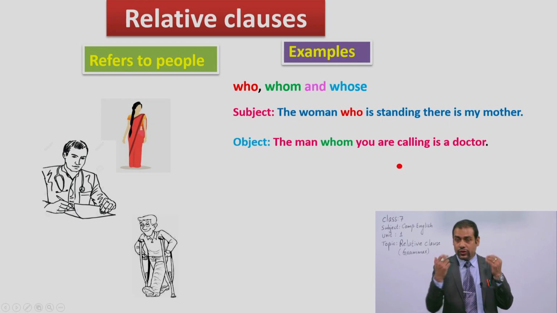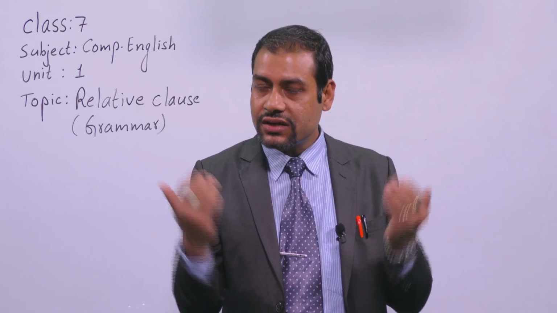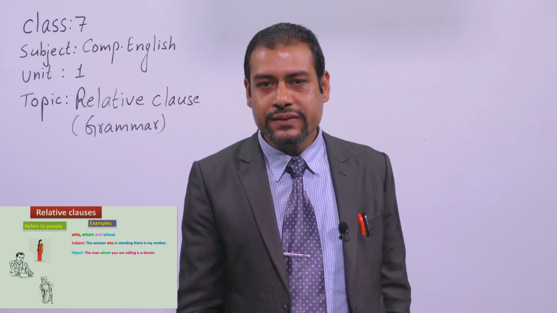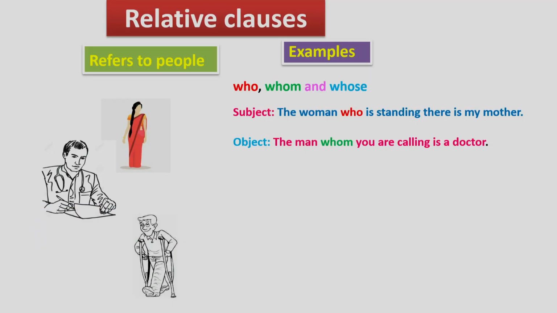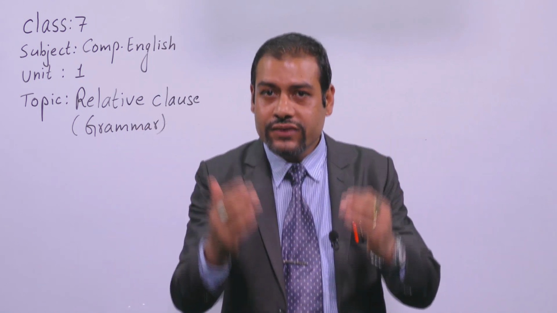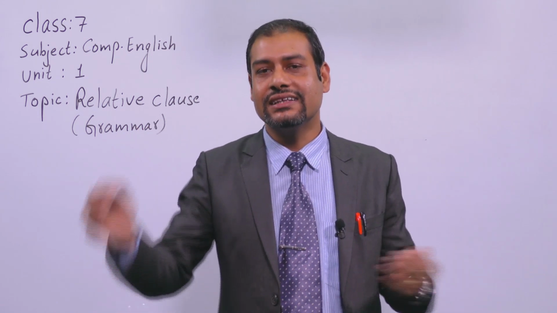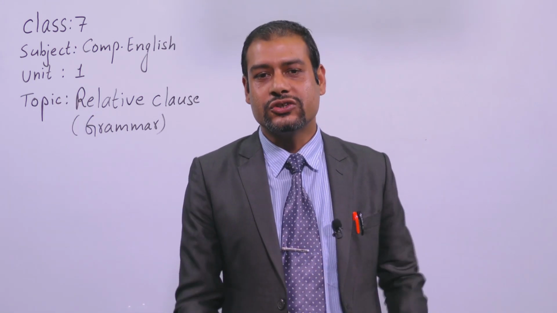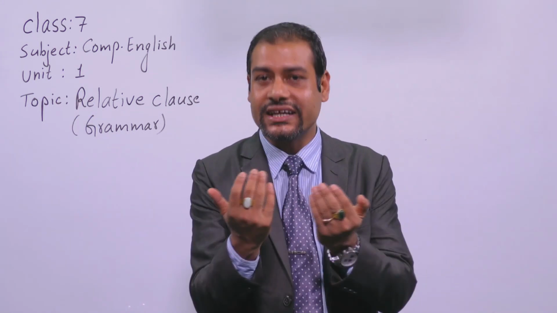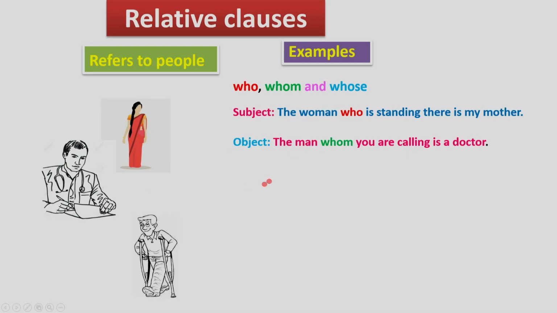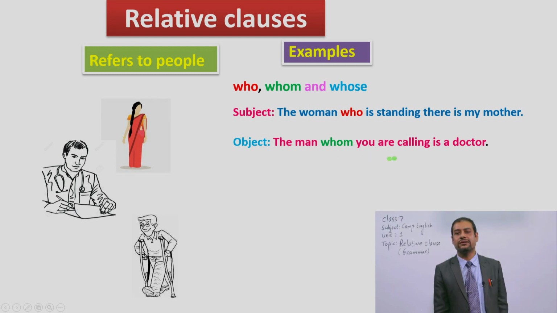Dear students, do you know what is subject in a sentence? What is object in a sentence? Very simply, listen to me. Subject means the doer in a sentence, okay? But object is not the doer. Whatever the subject does in a sentence, the effect goes to, let's say, the object. So if we want to relate the object, at that time we have to use whom. For example, here, the man whom you are calling is a doctor.